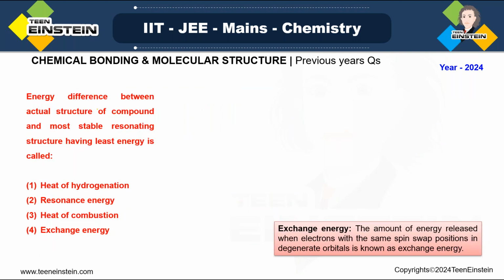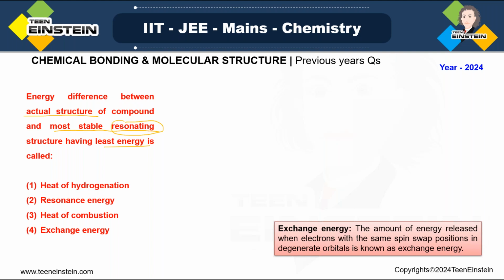The energy difference between the actual structure of a compound and the most stable resonating structure having least energy. This is called what? If you simply apply common sense, it is resonance energy, because the statement itself mentions the most stable resonating structure. This is as if a hint that resonance energy should be the closest option, right? Because it is talking about resonance energy. Actually, this is the correct option.